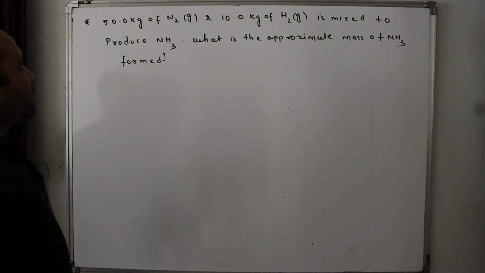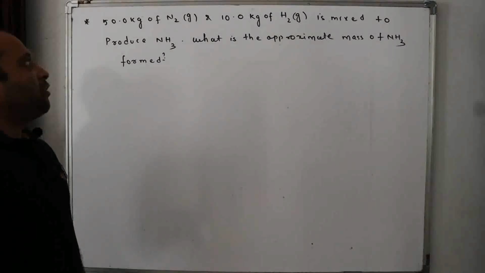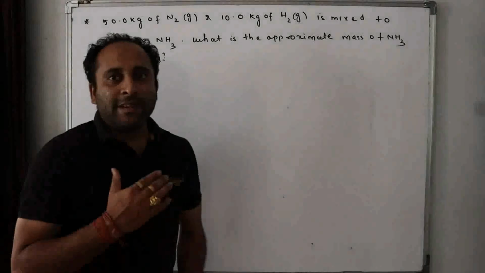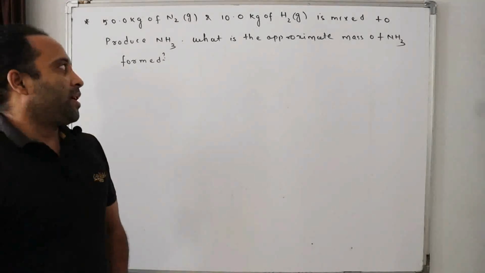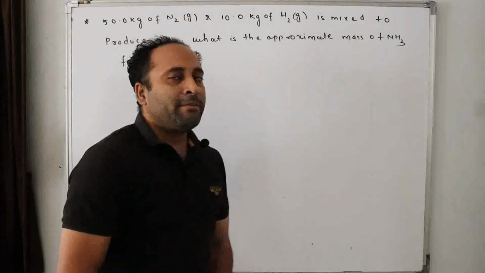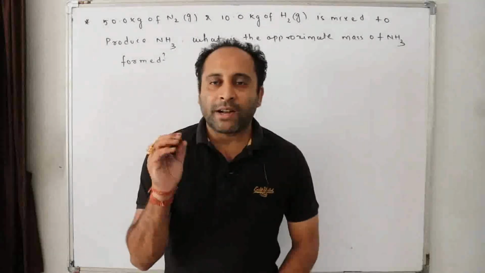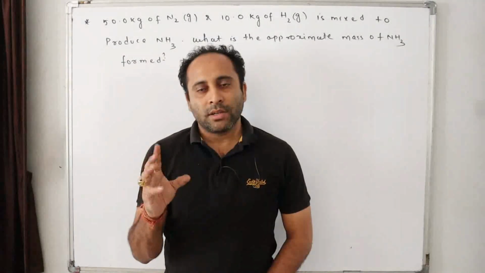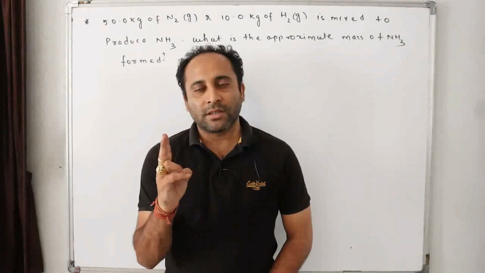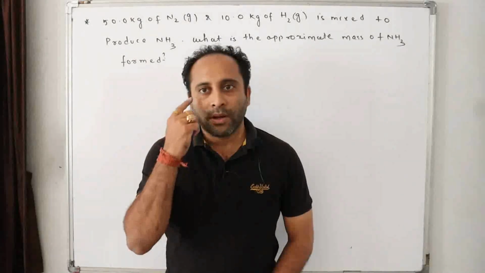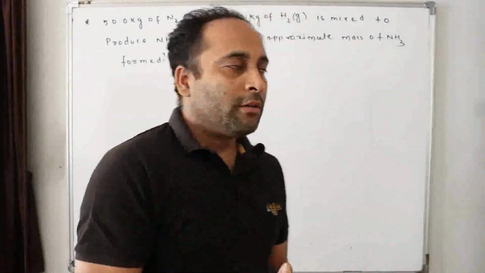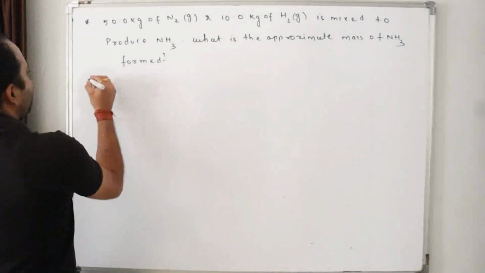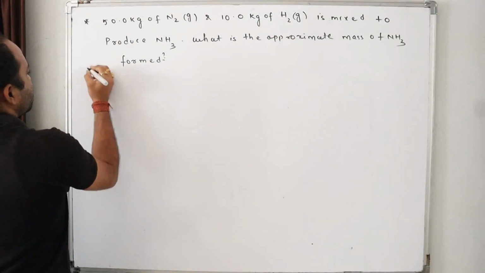Now, read this question. 50 kg of nitrogen gas and 10 kg of hydrogen gas is mixed to produce ammonia. What is the approximate mass of ammonia formed? 50 kg of nitrogen gas and 10 kg of hydrogen gas is mixed and ammonia is formed. Now the question comes, how is the amount of ammonia formed from this? Now let me solve it.